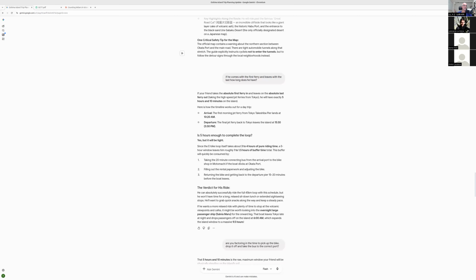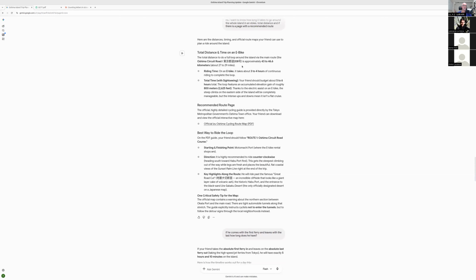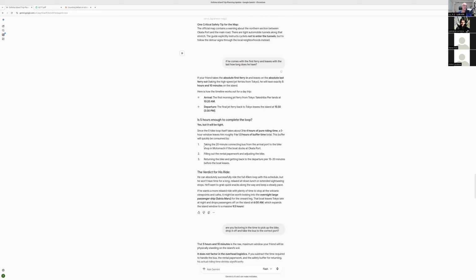Here, the whole thing changed completely because the LLM, not the LLM, but the whole software, let's say, brought up the thing that you need some buffer time because my friend needs to rent the bike and fill the paperwork and so on, which I was thinking about. So the total time becomes much more tight and the whole thing becomes much more difficult. Okay, so when the reasoning part has not been triggered, you get one answer. When it has been triggered, you get another.